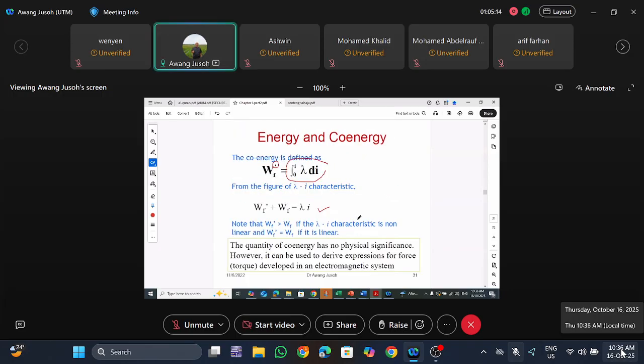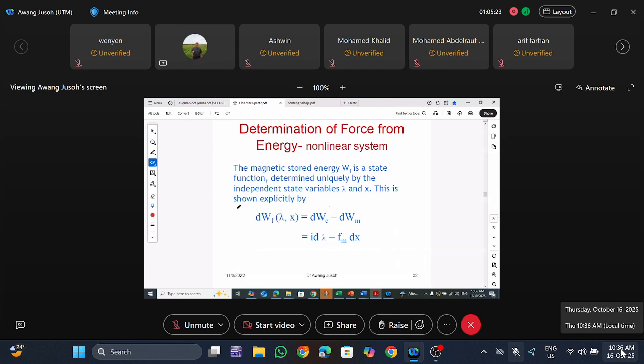Okay, so now we're going to find the torque. We know the energy already. We know the co-energy. So how are we going to get the torque or force of that particular thing? First we see the nonlinear system. In our system we have nonlinear, meaning lambda versus i, the current, is nonlinear. So how are we going to find the force from this energy? You know the energy there. How do you find force from this particular area?